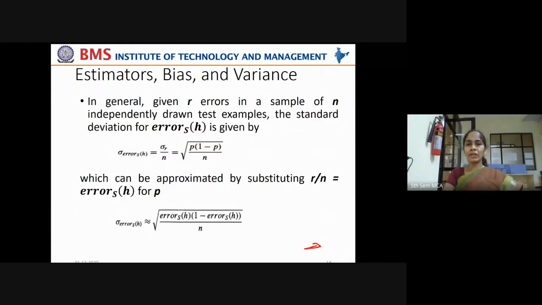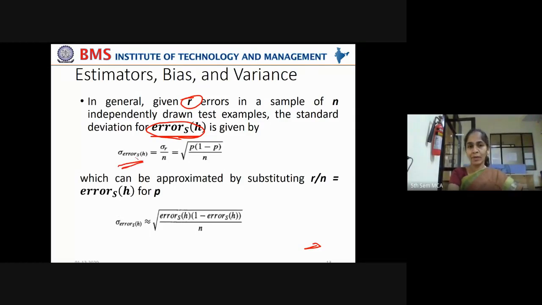Okay, so in general, given R errors, if R prediction errors are made in a sample of n independently drawn test examples, or the new instances that are supplied to the machine learning model for prediction, out of that, R predictions are made wrongly, then the standard deviation for the sample error is given by, how can you represent that?